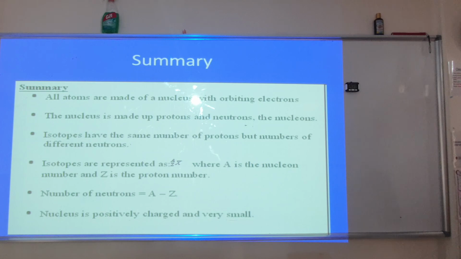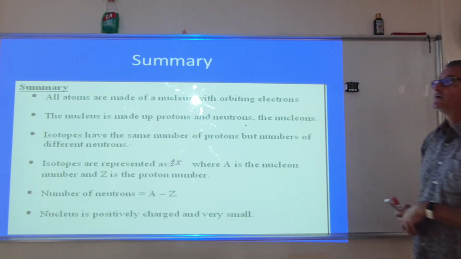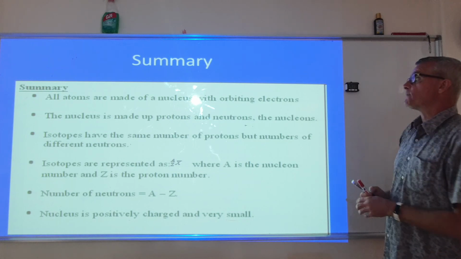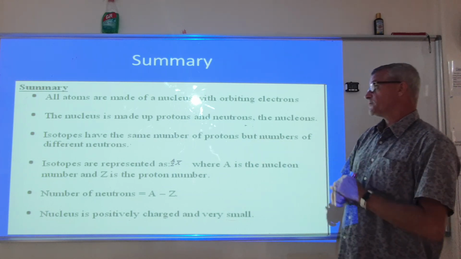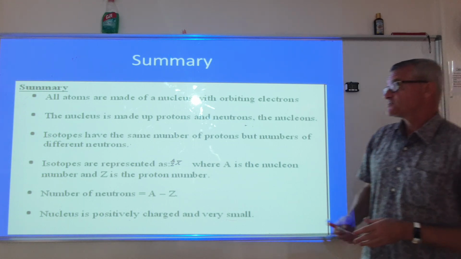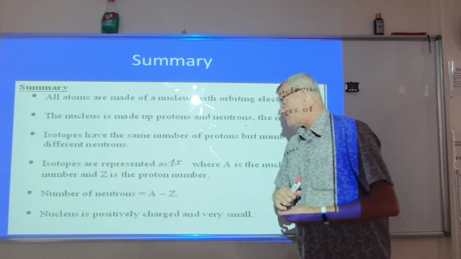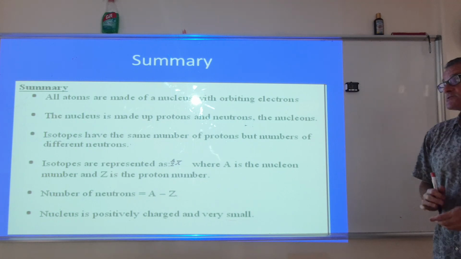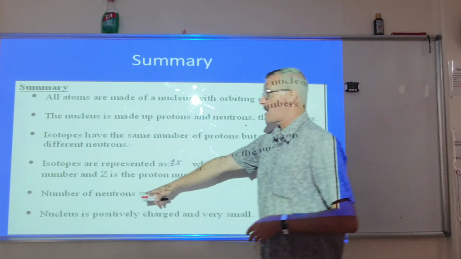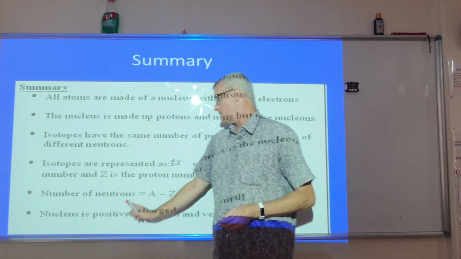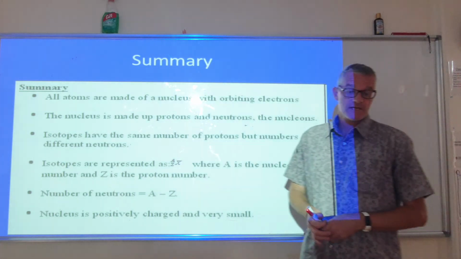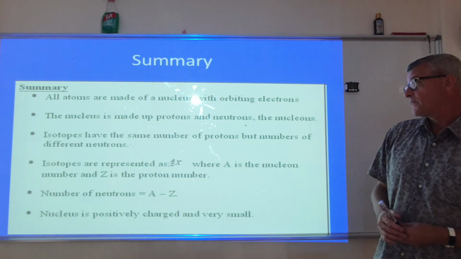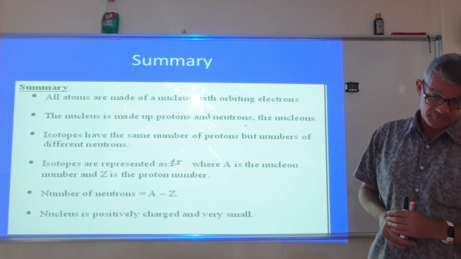all atoms are made of a nucleus with orbiting electrons. The nucleus is made up of protons and neutrons, nucleons. Isotopes have the same numbers of protons, but different numbers of neutrons. Isotopes are represented by A over Z, where A is the nucleon number and Z is the proton number, and we can find the number of neutrons by doing A minus Z. The nucleus is positive in charge, and very small.